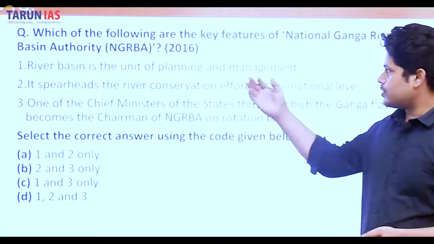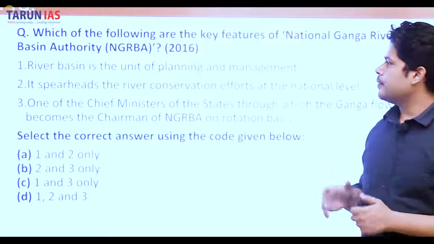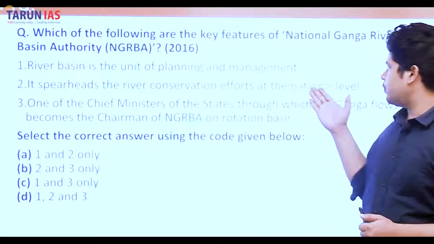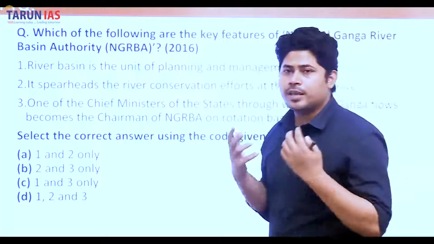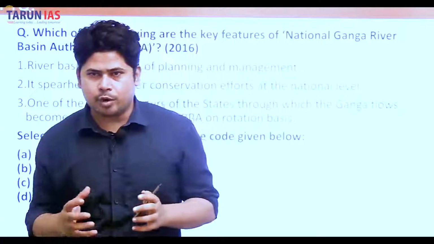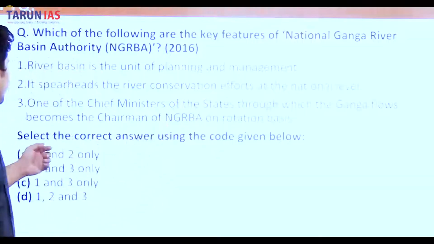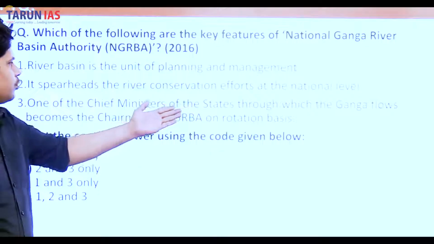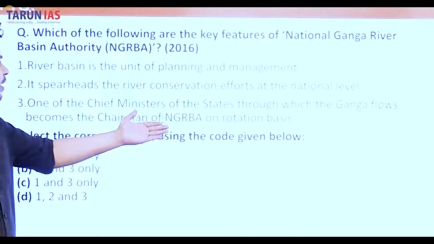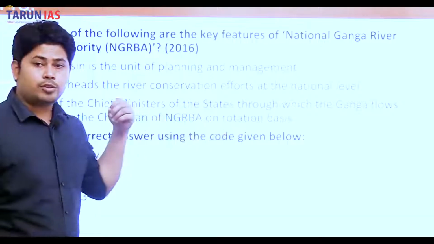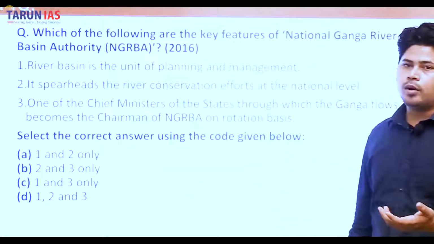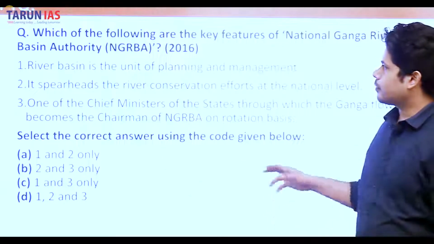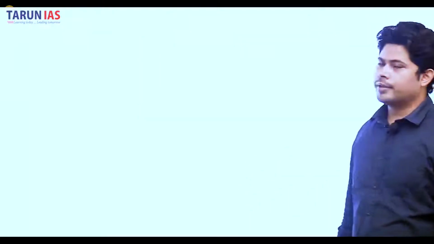River basin is the unit of planning and management, that is correct. It spearheads the river conservation efforts at the national level. National Ganga River Basin Authority was basically a coordinating body, so that is also correct. One of the chief ministers of states through which the Ganga flows becomes the chairman of NGRBA on a rotation basis. Actually, the chairman of NGRBA is the Prime Minister. So only 1 and 2 are correct. I believe you understood that.